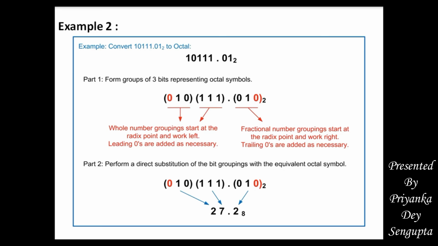After making the groups, the first group before the decimal point is 111, which is equivalent to 7 from the table. The second group is 010 before the decimal point, which is equivalent to 2 from the table. After the decimal point, we have 010 again, which is equivalent to 2 from the table. So the octal equivalent comes to 27.2.